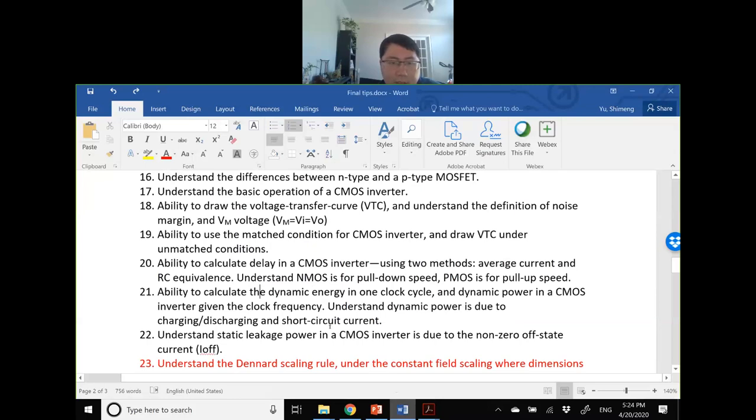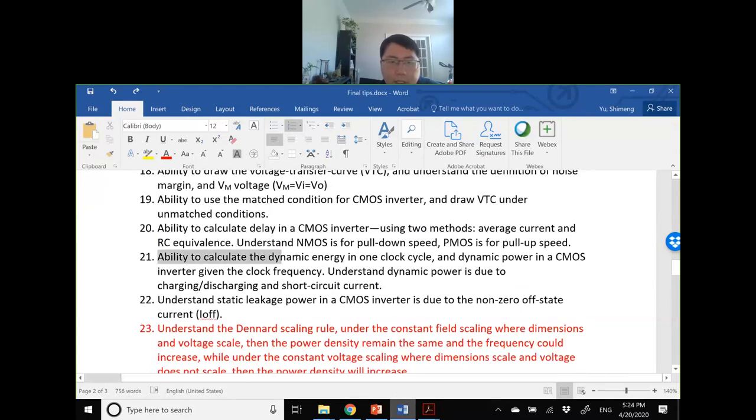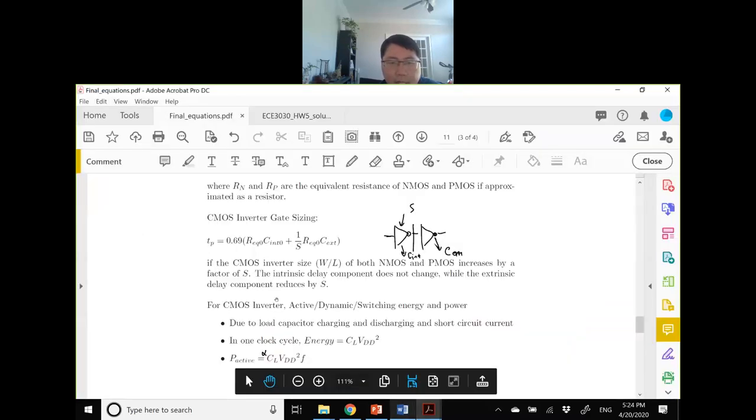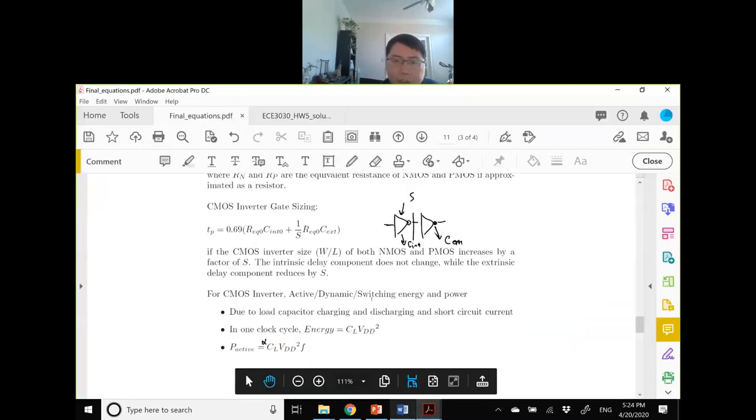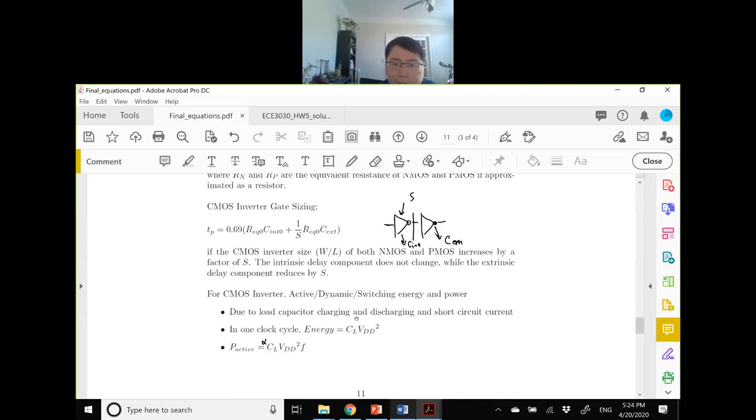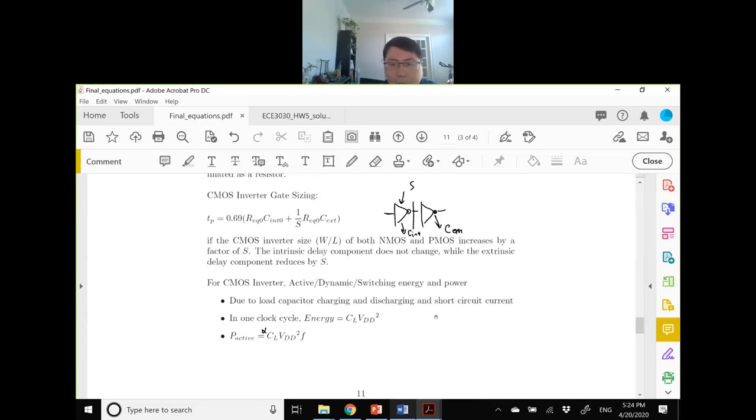Okay, and then we talk about the energy and power of the inverter. There are two contributions to the power. One is the dynamic or active power. This is due to the switching. The input is switching from 1 to 0 or 0 to 1. Then this inverter is driving the cap, and you are charging and discharging the cap. And also the current is flowing from VDD to ground during the transition. So you have that short circuit current.